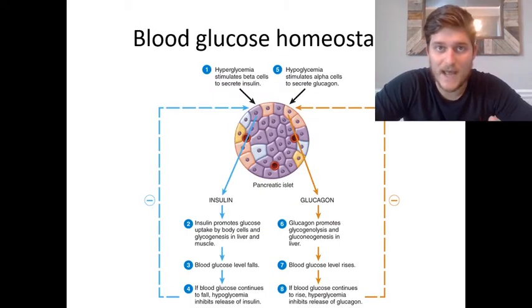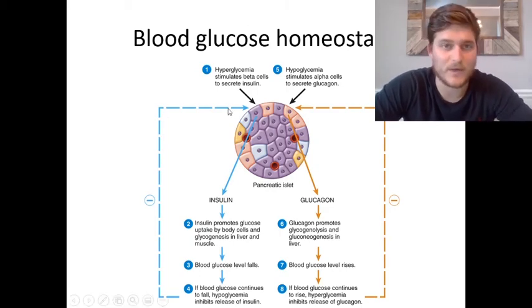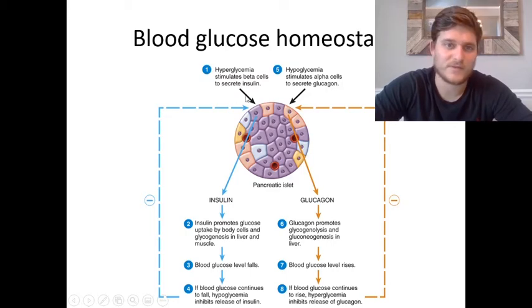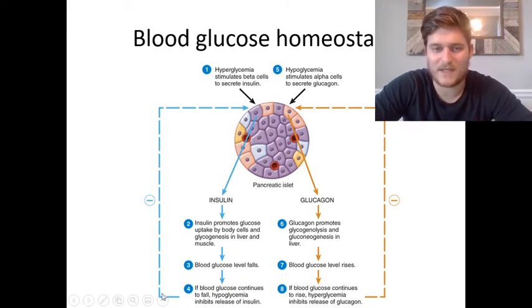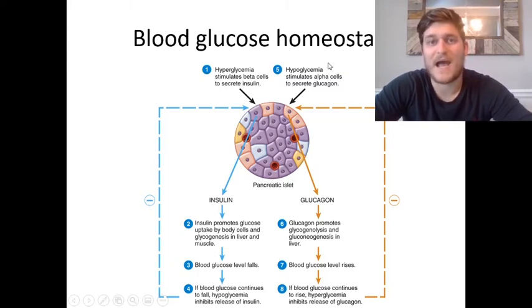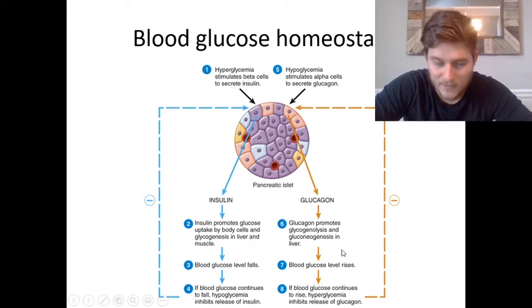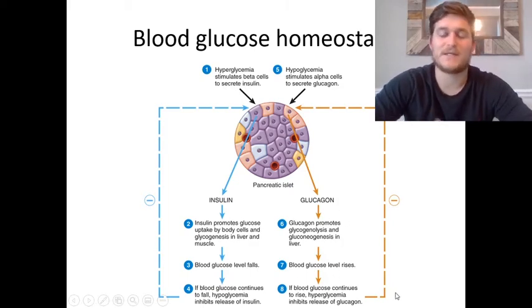So here we see how those glucose levels are regulated. When we have hyperglycemia, high levels of blood glucose, we're going to release insulin from the beta cells of the pancreas, and that will promote the uptake of glucose into our cells, lowering blood glucose levels. But hypoglycemia, low blood glucose levels, will lead to alpha cells releasing glucagon, which has the opposite effect. It will break down glycogen within our cells, and those glucoses will be released into the bloodstream.